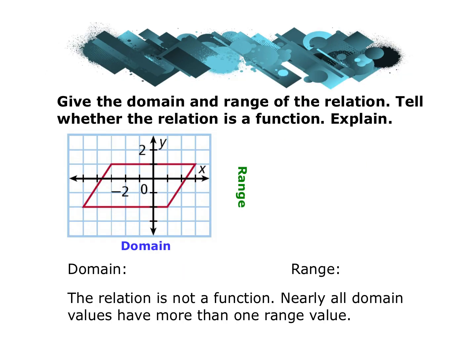Next slide. Given the domain and range of the relation, tell whether the relation is a function and explain. So guys, I'm going to keep the range in green and the domain in blue just to keep it color coordinated. Obviously, you guys can tell this is not a function. As it says at the bottom, nearly all domain values have more than one range value. And also, it doesn't pass the vertical line test. It doesn't pass it for any point except for 2. So it's not a function as it doesn't pass the vertical line test.